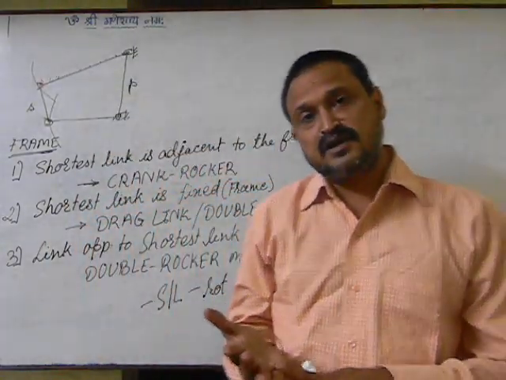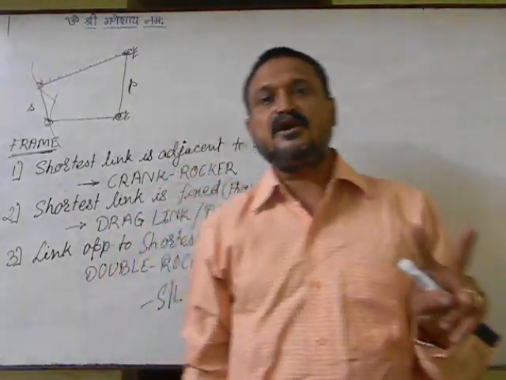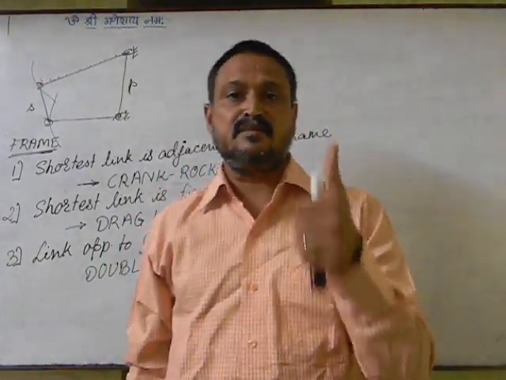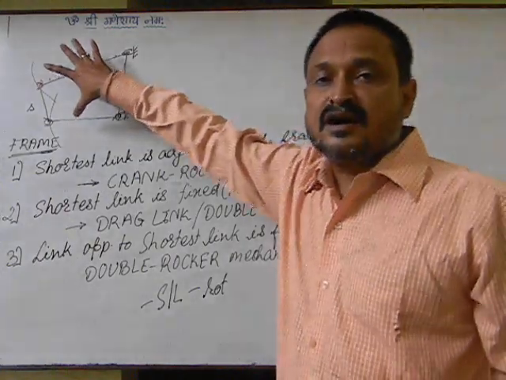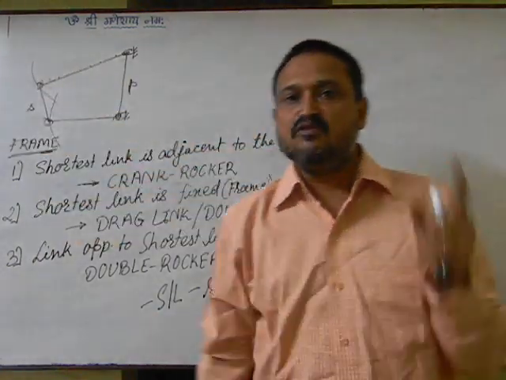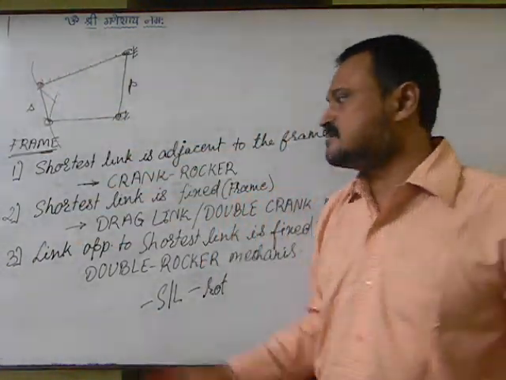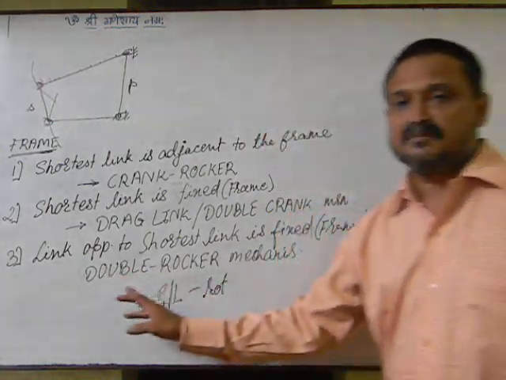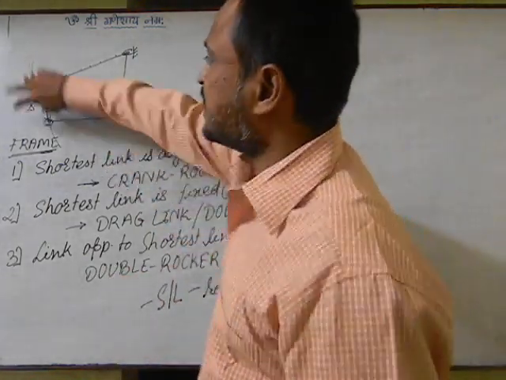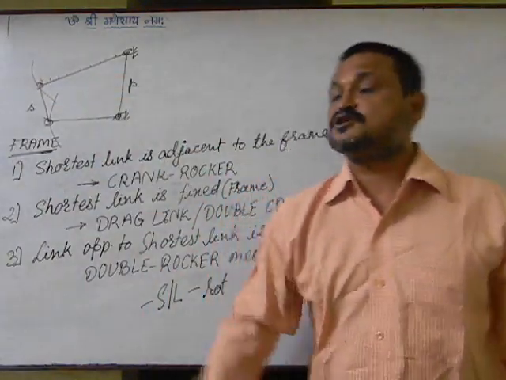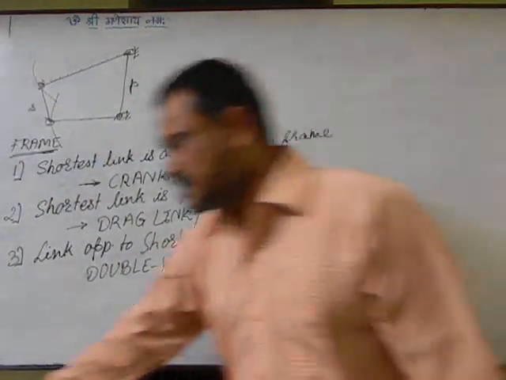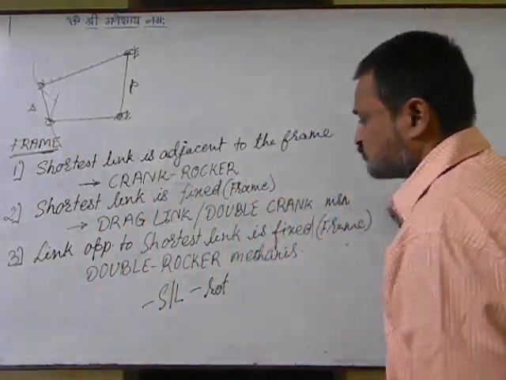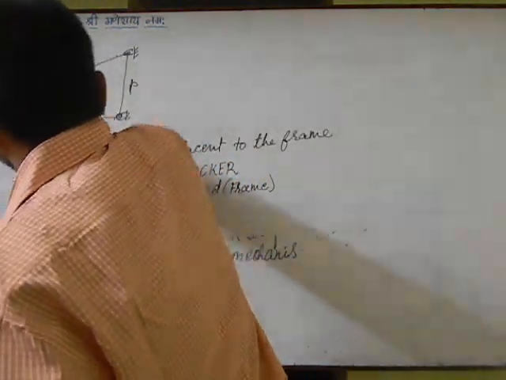So likewise, all the four inversions we will get. Four inversions, what? We will get two crank rocker mechanisms, one drag link or double crank mechanism, and one double rocker mechanism. Now in this double rocker mechanism as well, the shortest link will execute a continuous relative motion, or it will rotate.